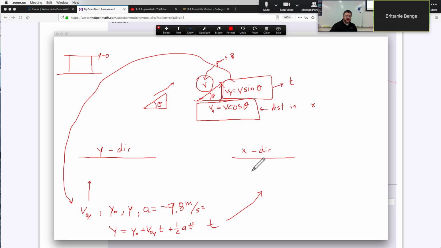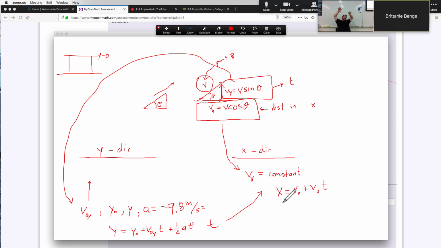Once you've got t figured out, then you're going to come over here and you're going to say, well, what do I know in the x direction? In the x direction, I know the velocity in x, and I know that the velocity in x is a constant. I calculated right here. So this comes down from here. And I know that it's constant, so I can use the first equation. The first kinematic equation, which says the final position in x equals the initial position in x plus the velocity in x times time. And you can calculate that final position in x, where how far it goes before it hits the ground.